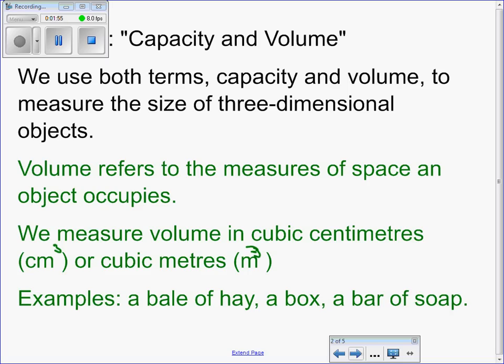We measure volume in cubic centimeters. And remember, we've written cubic centimeters as centimeters to the third power. And if you remember the third power, because we have a length, we have a width, we have a height of an object. Or cubic meters, which is meters cubed.